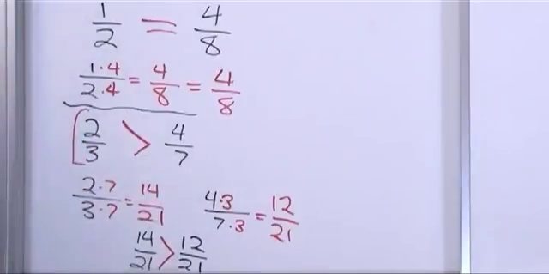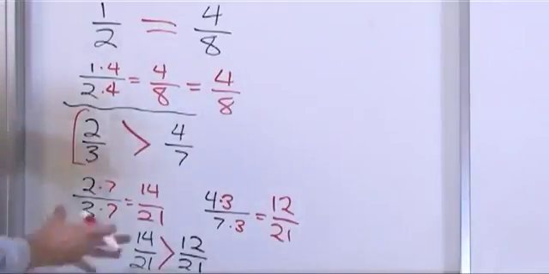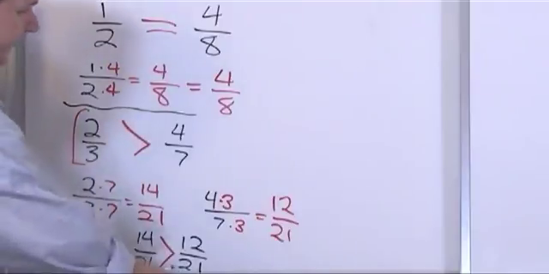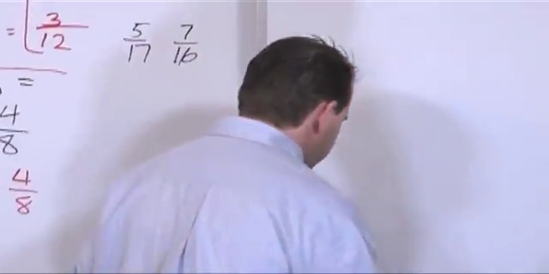2/3 is larger than 4/7, but I guarantee you it's very, very difficult for you to look at those two fractions and figure that out in your head. But by transforming them, it becomes very, very simple. It's just like reading numbers. So, you know, it's something to get used to.